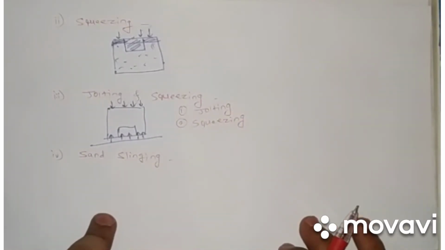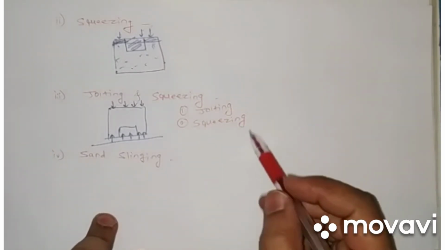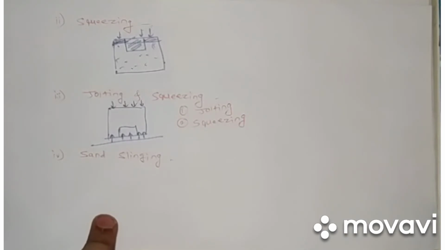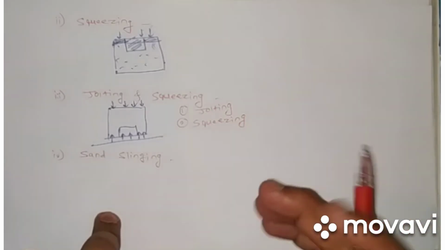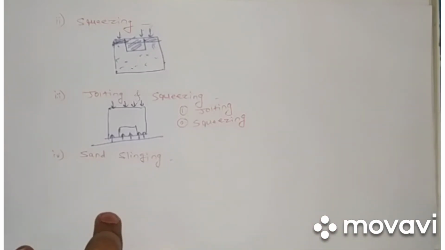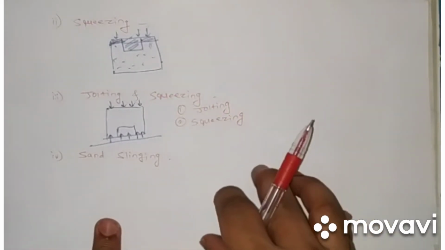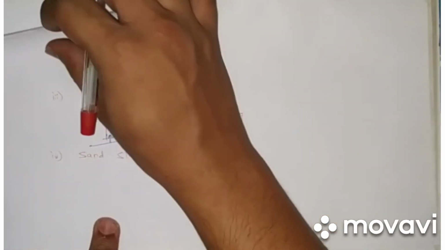So first is jolting and then squeezing, and then there is sand slinging. In this case the sand is thrown with a machine in a slinging motion. Because of that there is uniform bonding, so we get a very uniform mold, but its initial cost is higher as the machine cost is higher. So these are the different methods by which a mold is made.